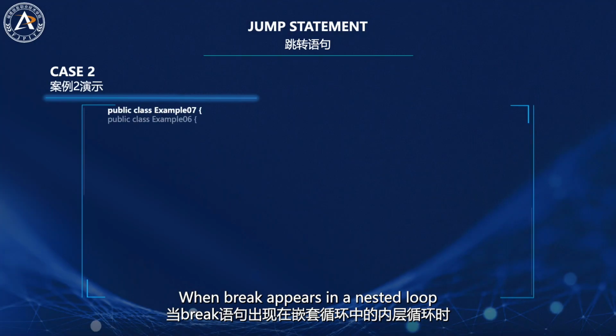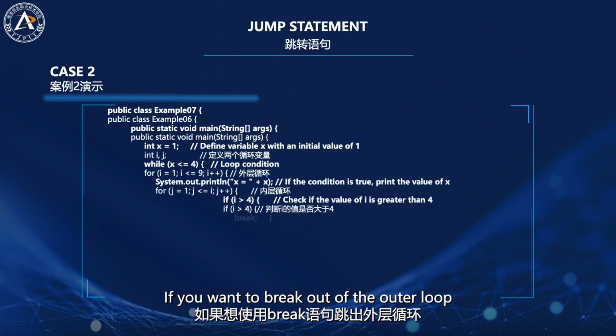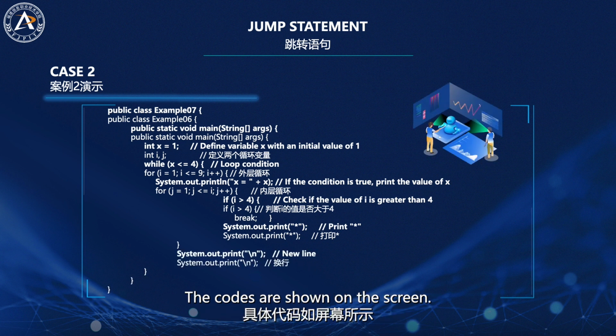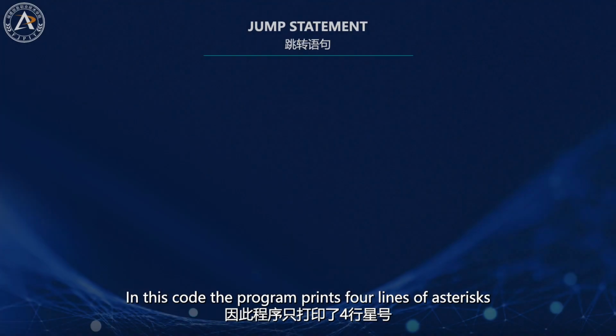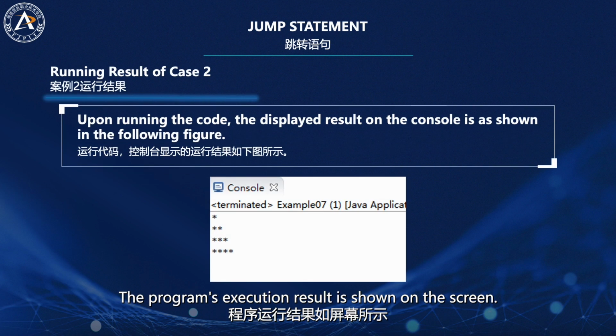When break appears in a nested loop, it exits the inner loop. If you want to break out of the outer loop, you need to use break in the outer loop. The codes are shown on the screen. In this code, the program prints 4 lines of asterisks. The program's execution result is shown on the screen.